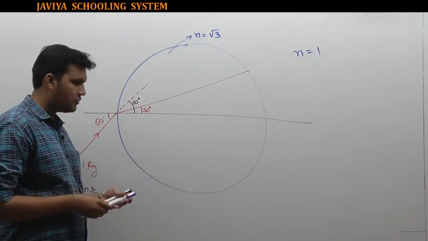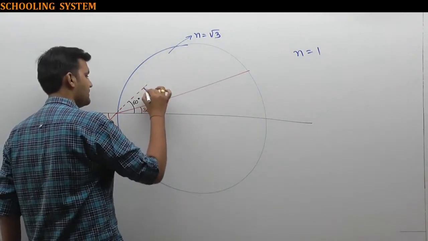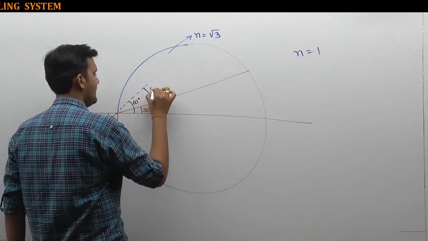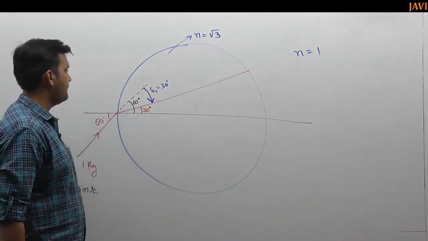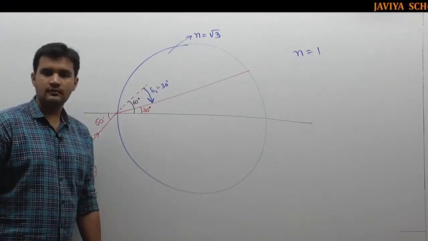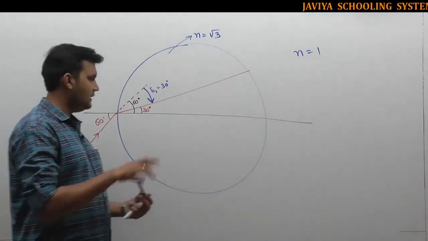So from where should you measure deviation? From the original path. So this is the original path. So this is your deviation, let's say delta 1. How much? 30 degree. Yes or no? Clear?